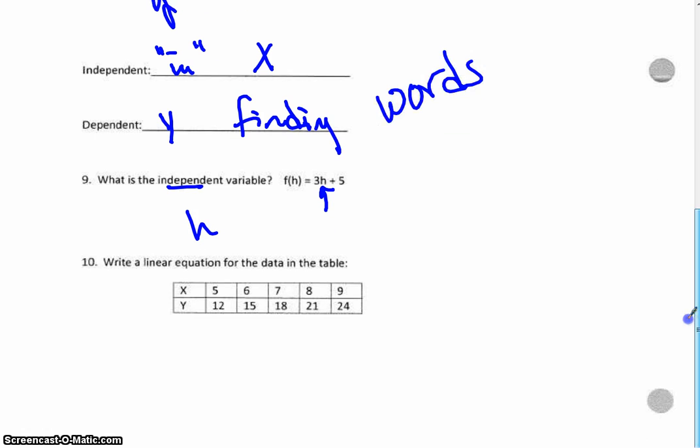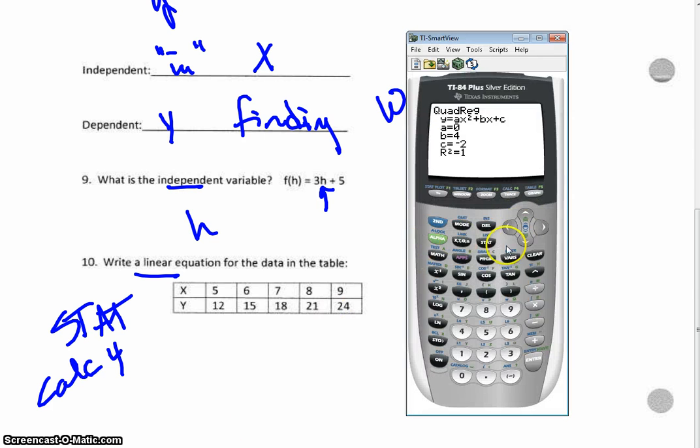If they give you a table and they want you to write a linear equation, it's stat. Now they told me it's linear, so I can do stat calc 4 if I want. I'm going to go, not Y equal, I'm going to go to stat. I've got 5, 6, 7, 8, and 9 for my X values. I've got 12, 15, 18, 21, and 24 for my Y values. Stat calc 4, because they told me it was linear, is Y equal 3x minus 3.